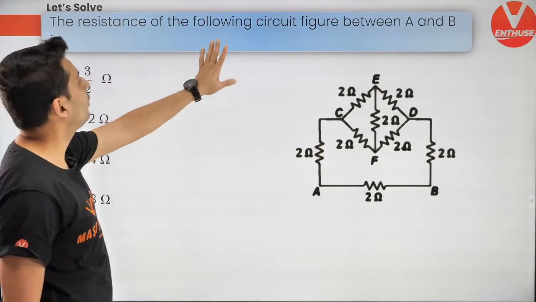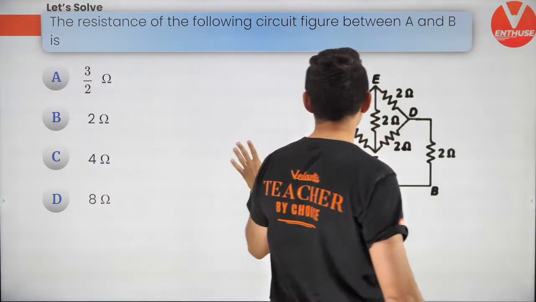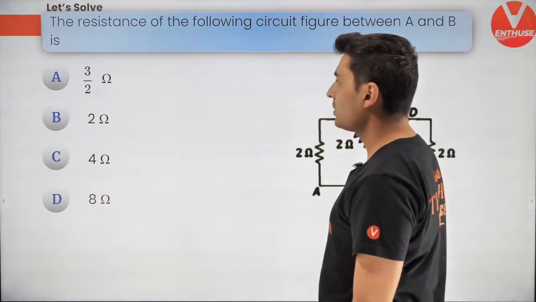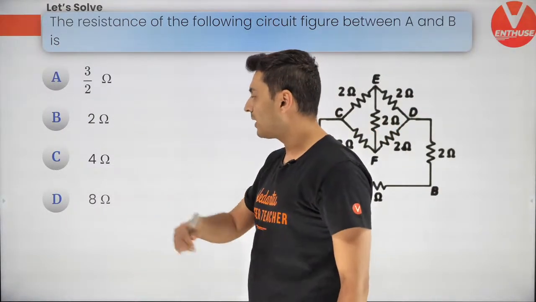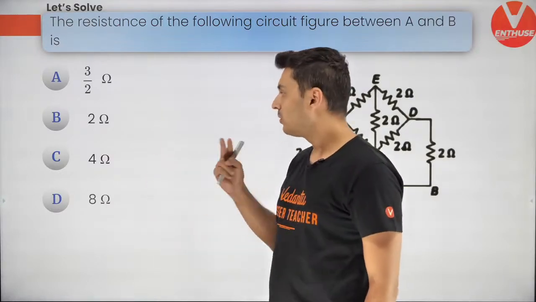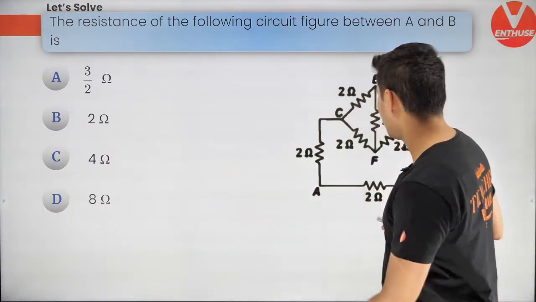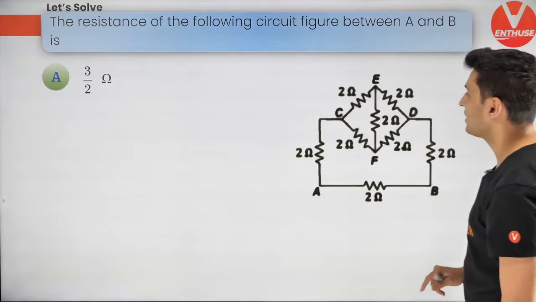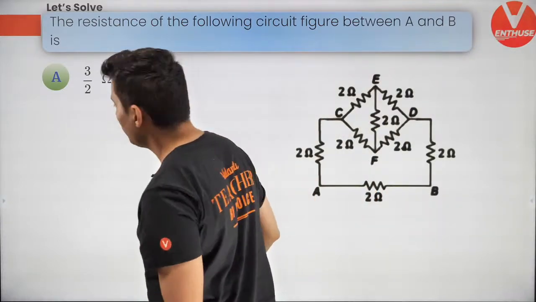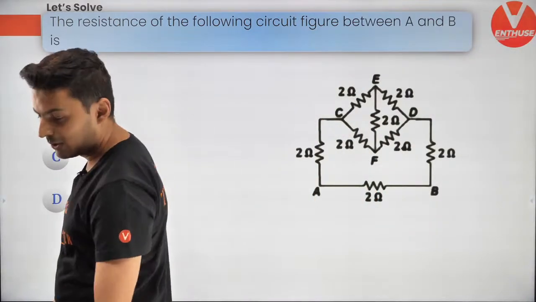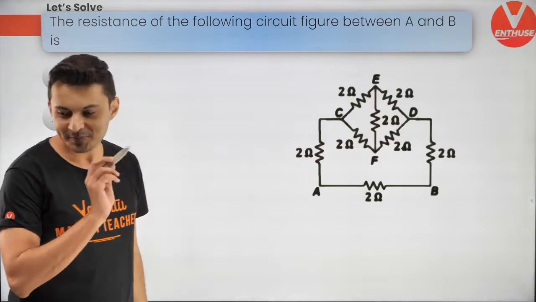The resistance of the following circuit between A and B is given by: 3 by 2, 2, 4 or 8 ohms. That's the question. Between these 2 points, what is the resistance? Oops, I didn't want to show you the answer, my bad. Okay, let's do this.